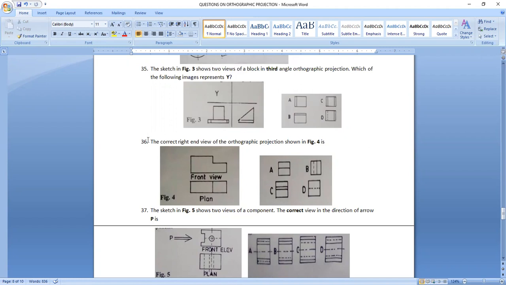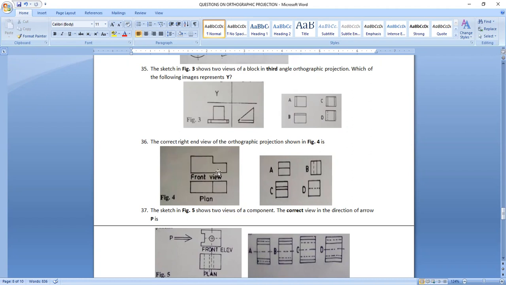So we move to question 36, which says that the correct right end view of the orthographic projection shown in figure 4 is. Now, these views are given in first angle orthographic projection. We have the front view and we have the plan. So in first angle orthographic projection, the front view is always above the plan. They want us to choose the end view of the object.